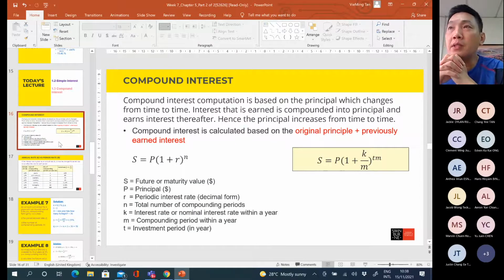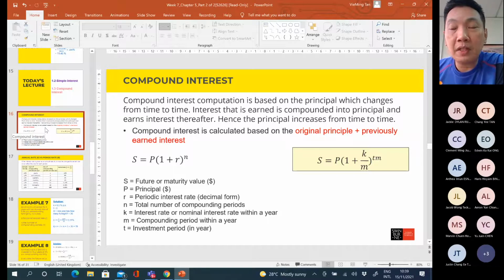So the compound interest calculation is based on principal. Besides that, it's also based on the previously earned interest or previously paid interest, and that can also help to generate interest in future. So if you are, let's say, the investor or the saver in the bank, besides the original principal, this one should be PAL.